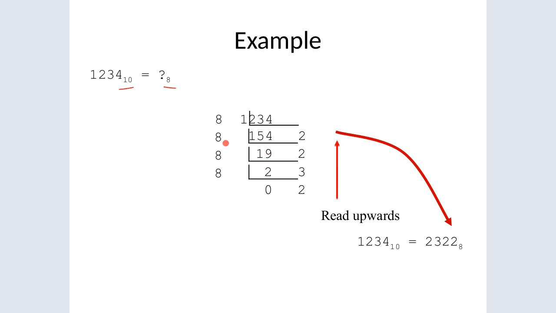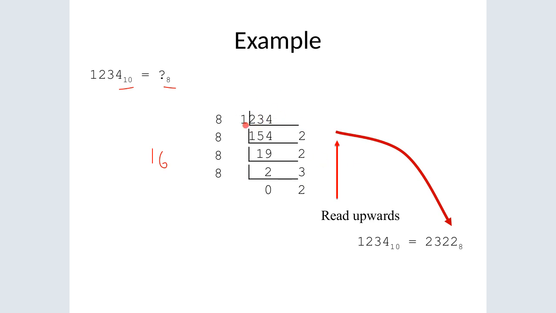154 divided by 8, a certain number, remainder something. Let's take the simple one here, 19. 19 divided by 8 is 2, because 8 times 2 is 16, remainder 3, right? Then 2 divided by 8 is 0, but the remainder is 2. So you read the number upwards. You just need to divide each number by 8.